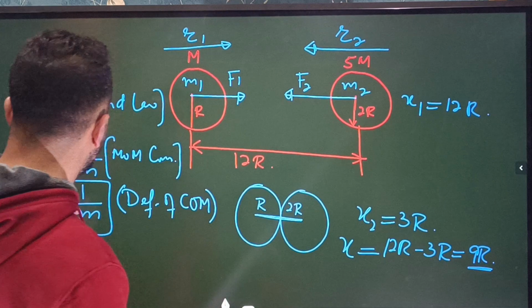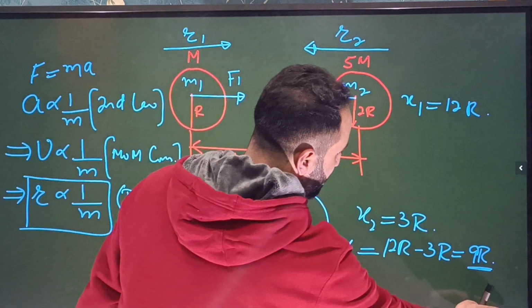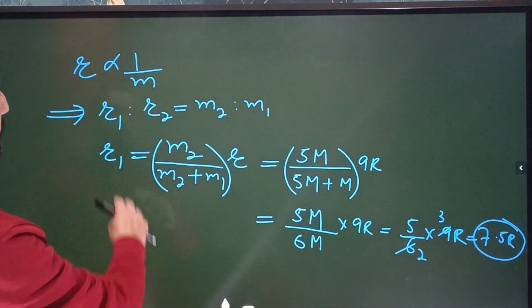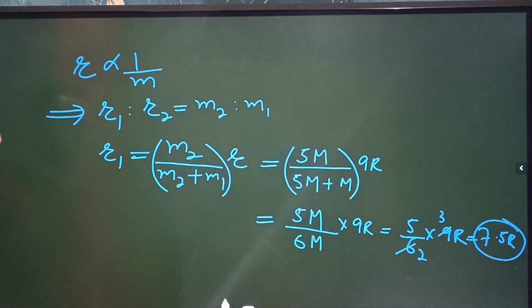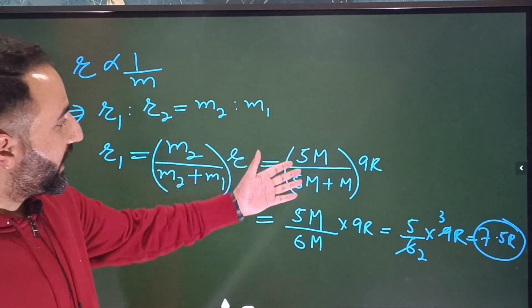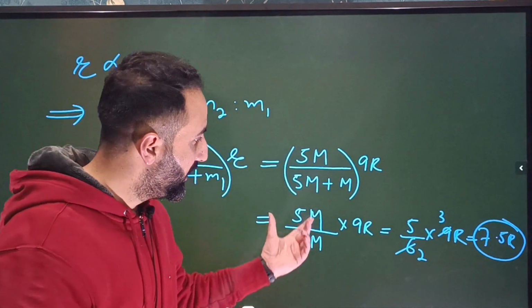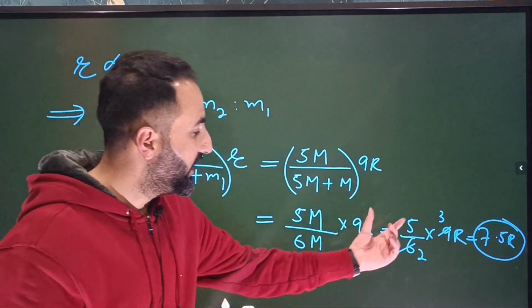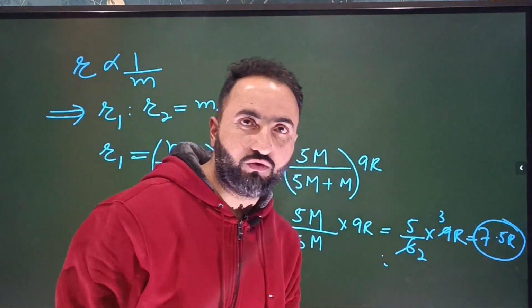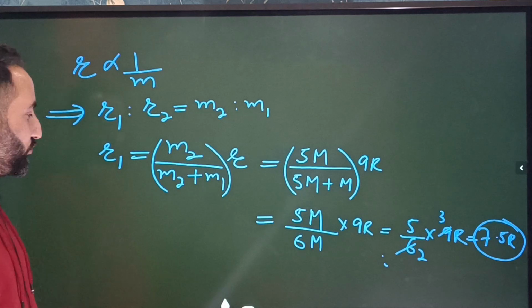So from these three equations, what I'm going to do is this: R is proportional to 1 divided by m, so R1 is to R2 is equal to m2 is to m1. Then a simple mathematical calculation: 5m divided by 5m plus m, that is 6m. This m and m cancel. Then 9 times 5 by 6 is 15 by 2, which is 7.5. So this will be the answer. So, a highly important problem.